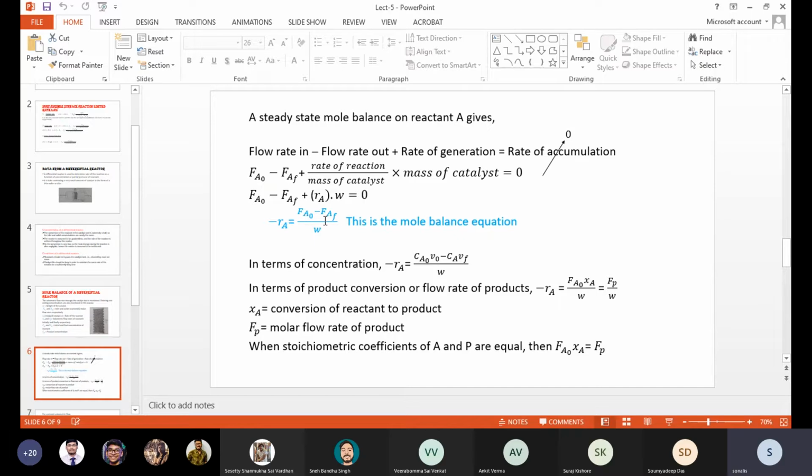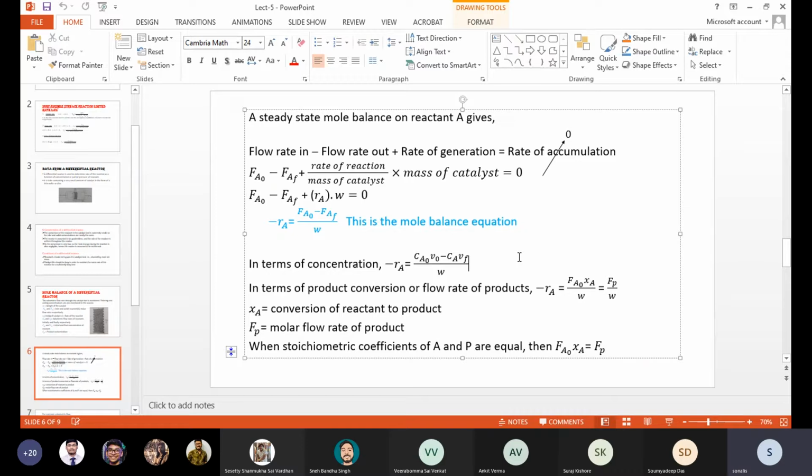Minus Ra is equal to Fa0 minus FAF by W. This is the mole balance equation for a differential reactor. Now this original equation we can write in different forms. In terms of concentration and volumetric flow rate, we can write, look, the molar flow rate is equal to the concentration into volumetric flow rate. If you see the units, Fa is mole per second, Ca0 is mole per cc, and v0 is cc per second. So ultimately it is giving us mole per second. So instead of Fa0 we can write Ca0 into v0, and instead of FAF we write Ca vF, all divided by W.